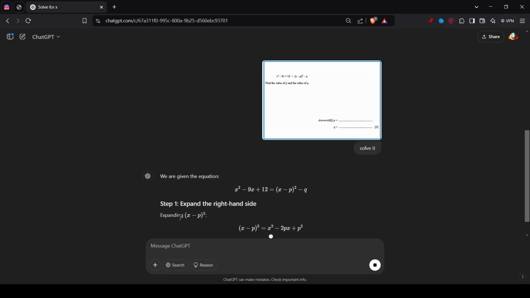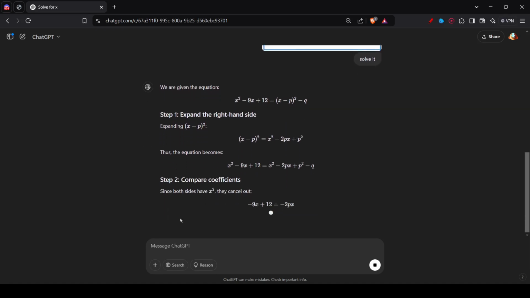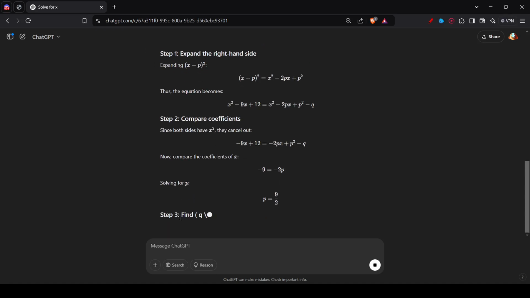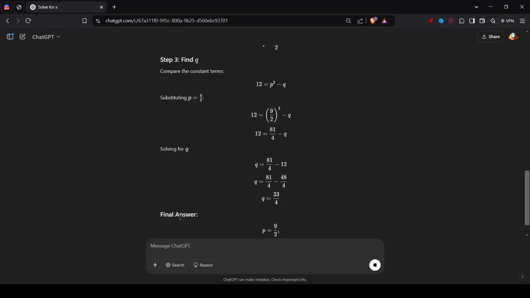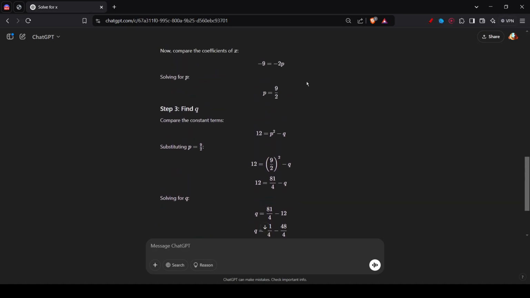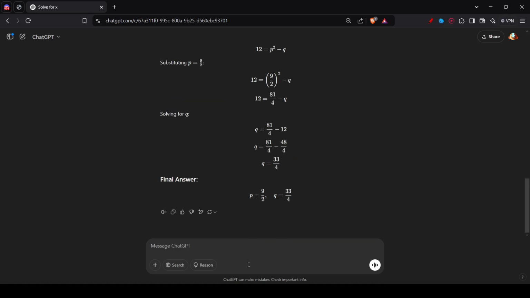Right, there we go. It's going ahead and solving the question step by step. Now, if you don't understand a particular step, you could ask ChatGPT to explain that particular step. For example, why was P replaced for this? Well, you can literally see it, but if there was something that you did not get, you could ask ChatGPT to explain that in more detail, right?